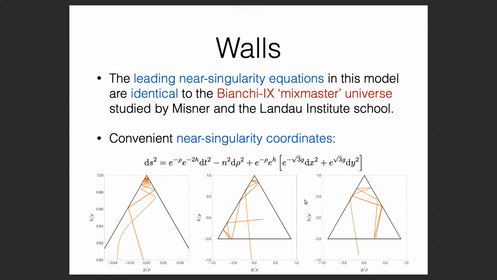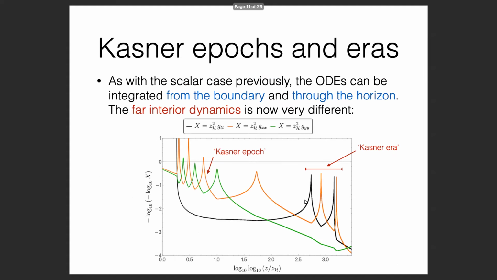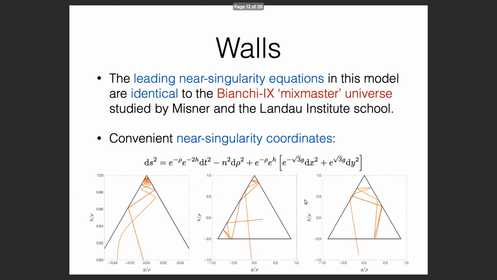Now the walls, exactly. So another way to plot, I should say, the leading near-singularity equations, the equations that are governing all this behavior, turn out to be identical to what's called the Bianchi-9 mixmaster universe that Misner and BKL and others studied. So we're solving exactly the same equations. Once you're far enough in, the constants drop out, the mass drops out, and it turns out these three massive vector fields give you exactly the same walls as this Bianchi-9, which is the canonical solvable simple model for this.